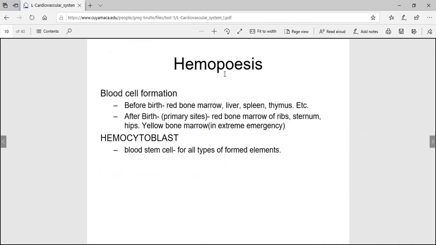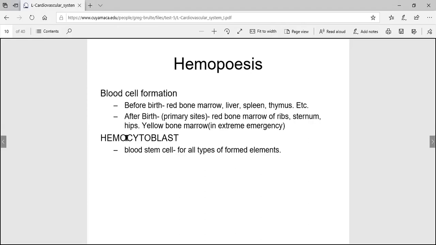So, hemopoiesis, that's just making blood. Before you're born, it's being made in your red bone marrow, your liver, your spleen, your thymus. After you're born, it's mainly red bone marrow, mainly in your ribs, your sternum, and your hips, your iliac crest. There's some yellow bone marrow that's mixed in with that, and you can utilize that in an extreme situation.